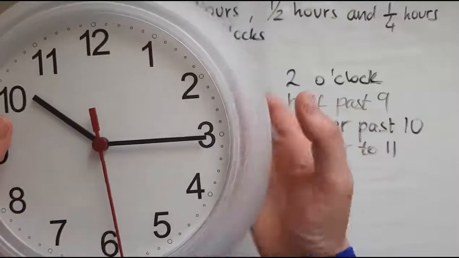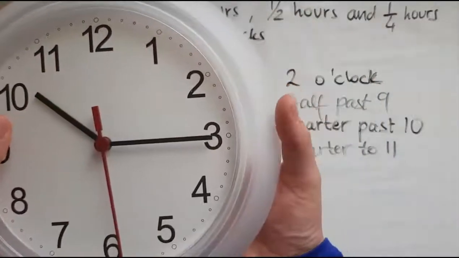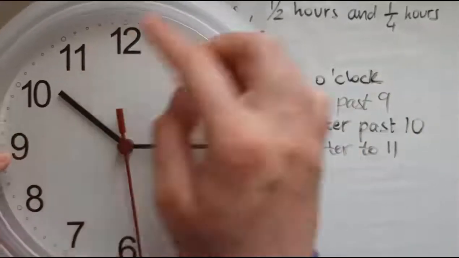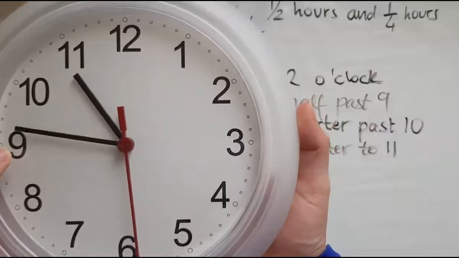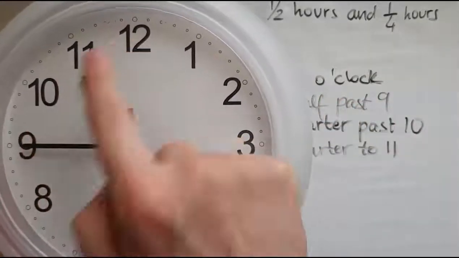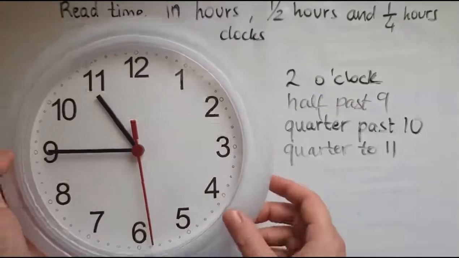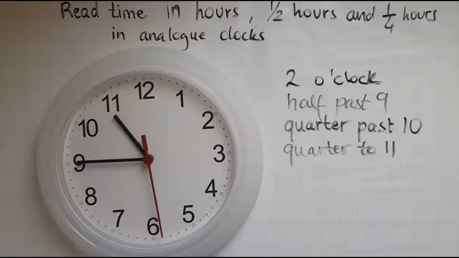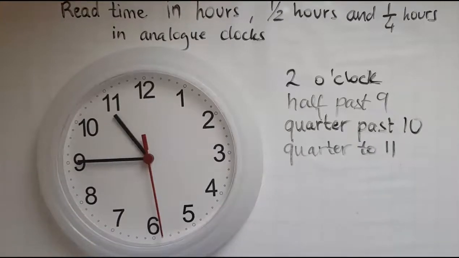So we are on 10 already, and that's not in 11 yet, but it's got to be just a quarter of an hour. Quarter. And that's it. So not 11 yet, it needs a quarter of an hour to get to 11 o'clock. So this is how to read time in hours, half hours and quarter hours in analog clocks.